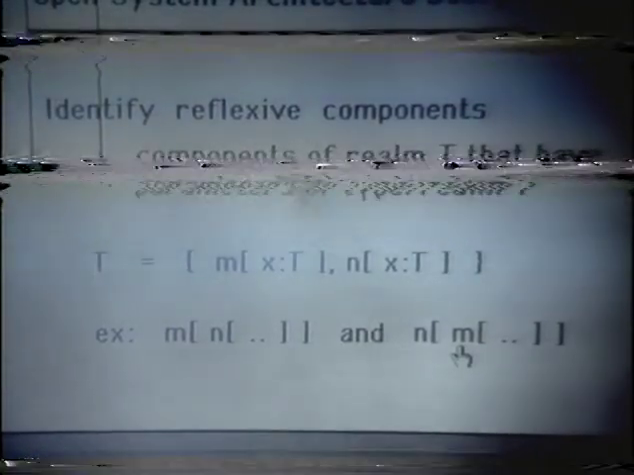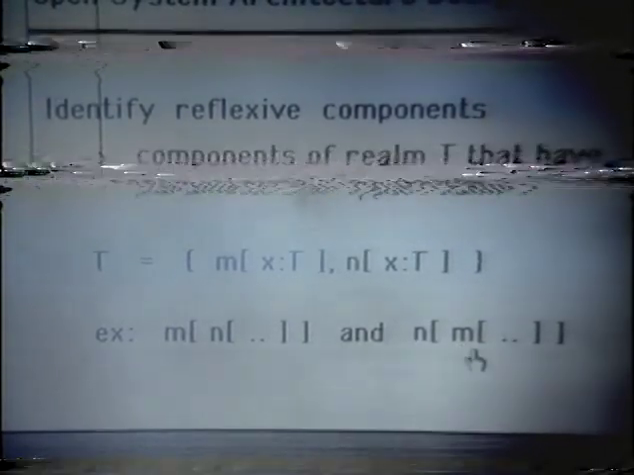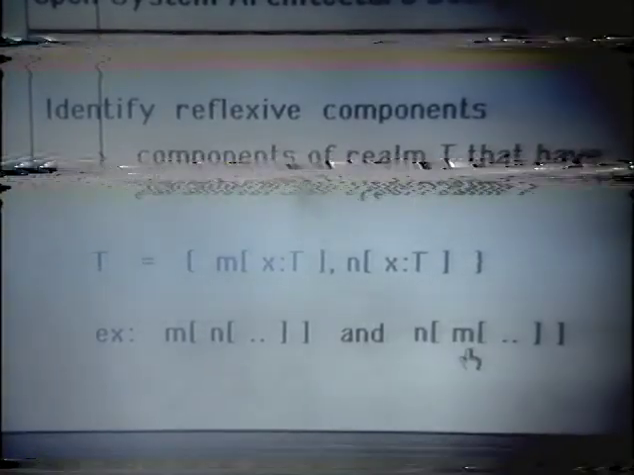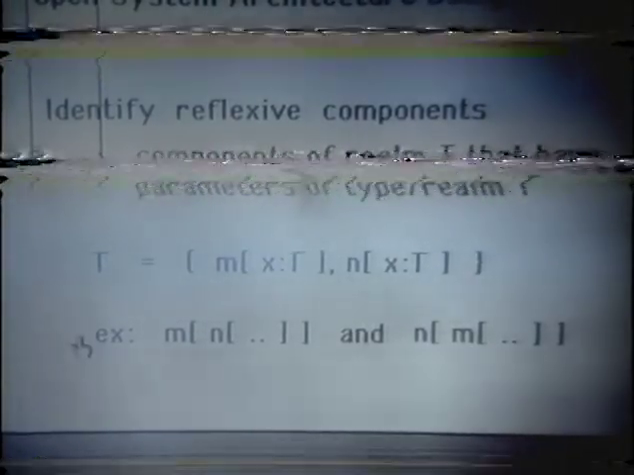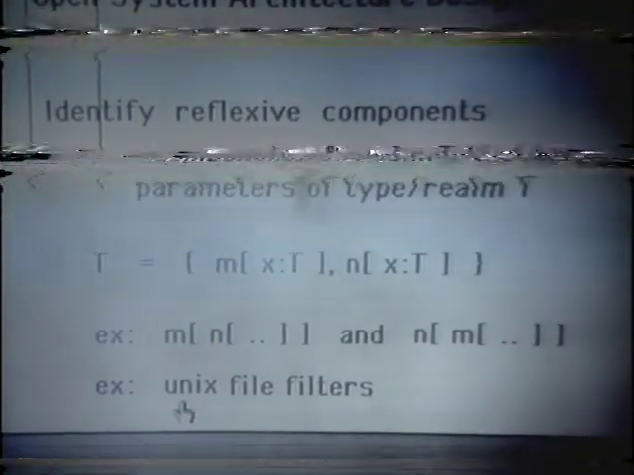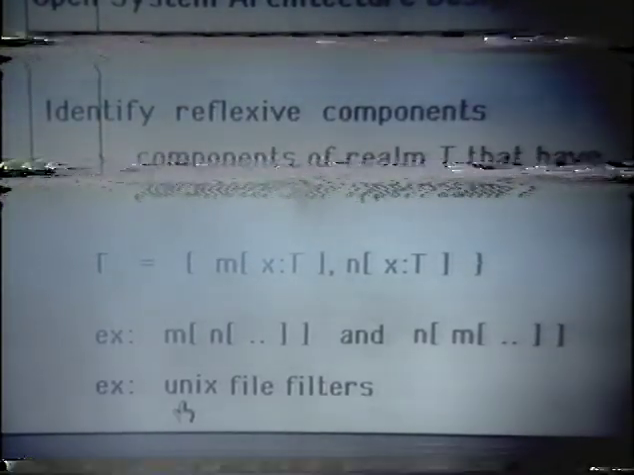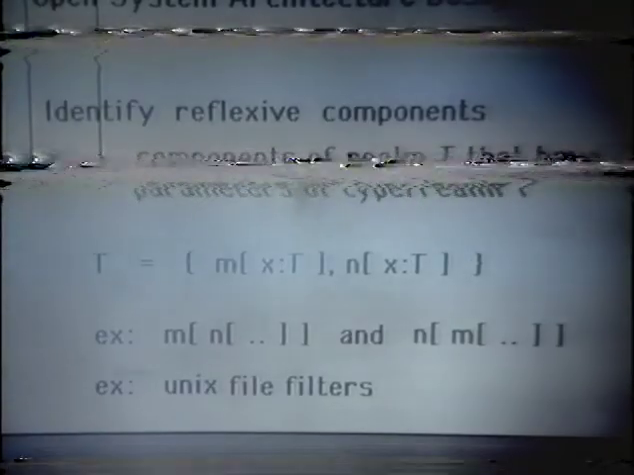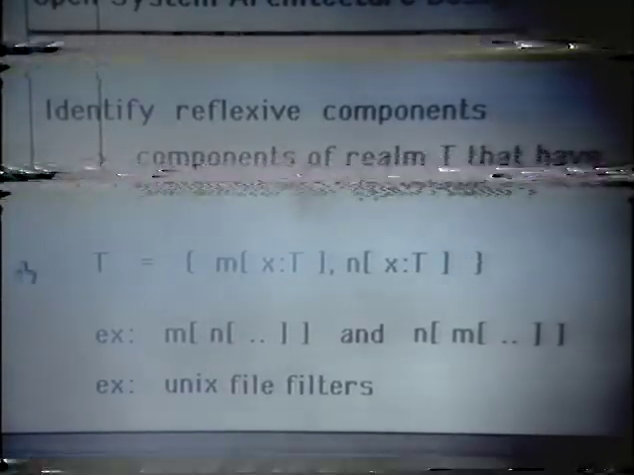Now, this seems to be very odd, that the interface to a component is exactly its abstract interface equals its concrete interface, but some of you have already seen some of these ideas. They're called Unix file filters. Whenever the output of one process is piped into the input of another, you're composing reflexive components, where each reflexive component turns out to be a process.